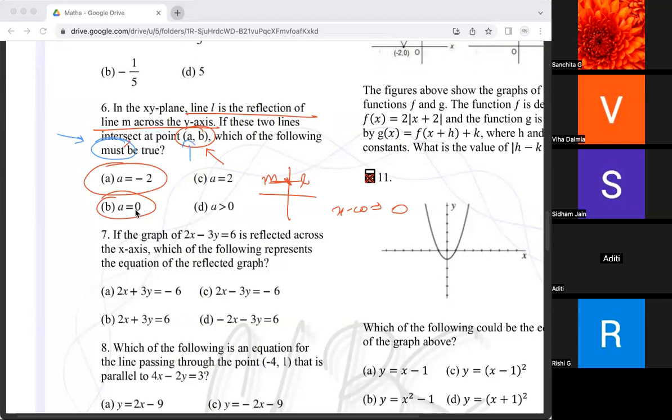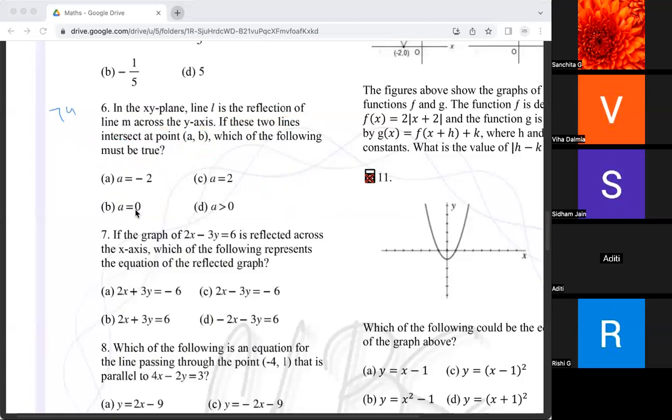Decent. Good question. I would rate this question as a 740 plus easily. So what was the answer? Second option. Okay, ma'am. Point of intersection has to be on the y-axis, right? Okay, Rishi, 7. Tell me.